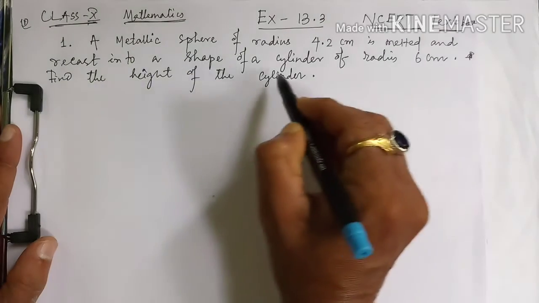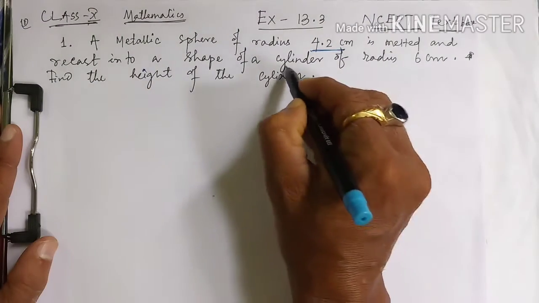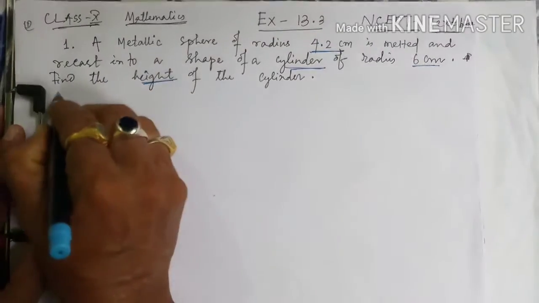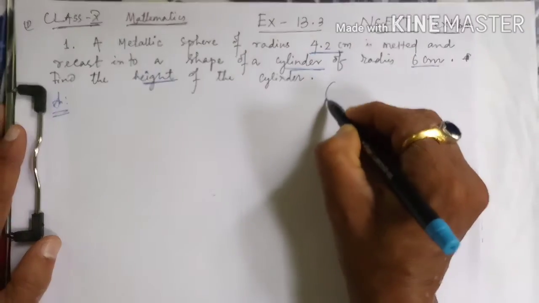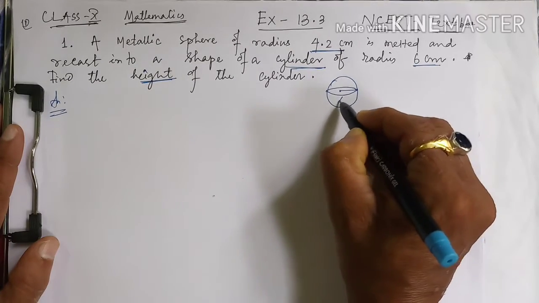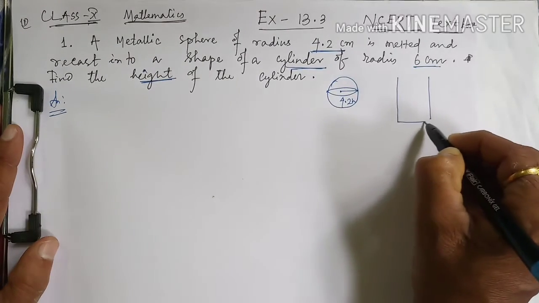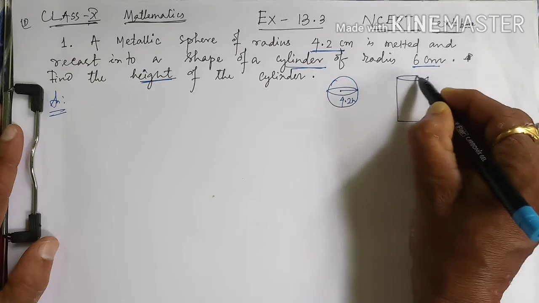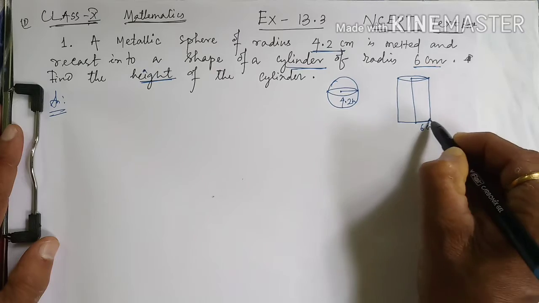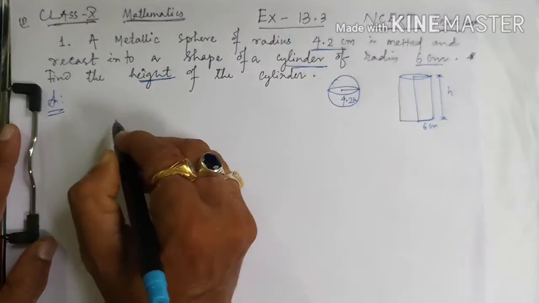A metallic sphere of radius 4.2 cm is melted and recast into the shape of a cylinder whose radius is 6 cm. You have to calculate the height. So a spherical ball of radius 4.2 cm is recast into a cylinder of radius 6 cm, and you have to calculate the height of the cylinder, right?